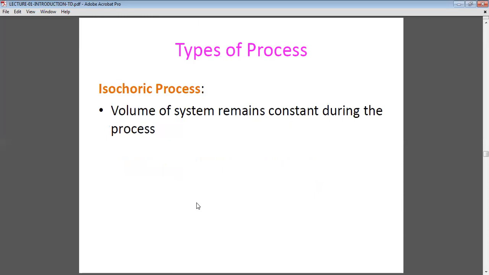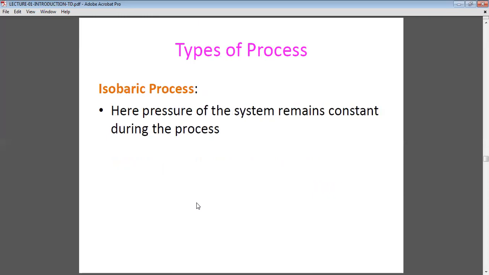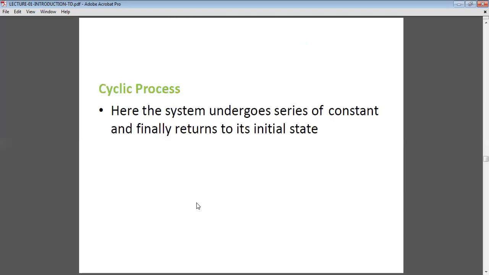Next, coming to the isochoric process. The isochoric process is also called a constant volume process. In this process, the volume of the system remains constant. And an isobaric process is the process where the pressure remains constant during the process.